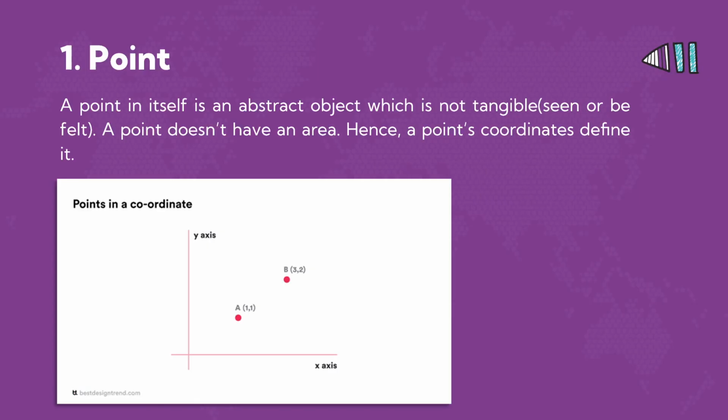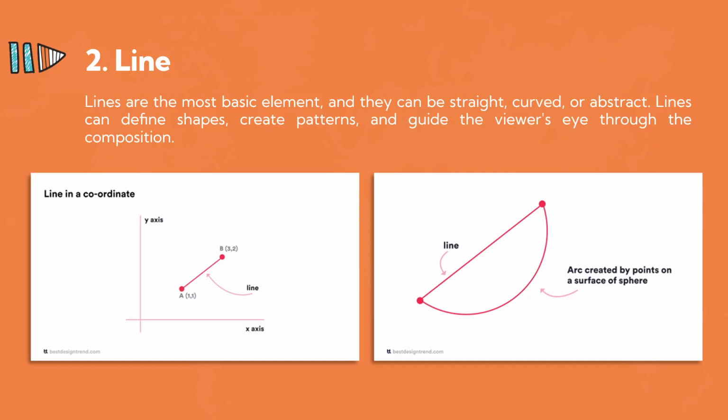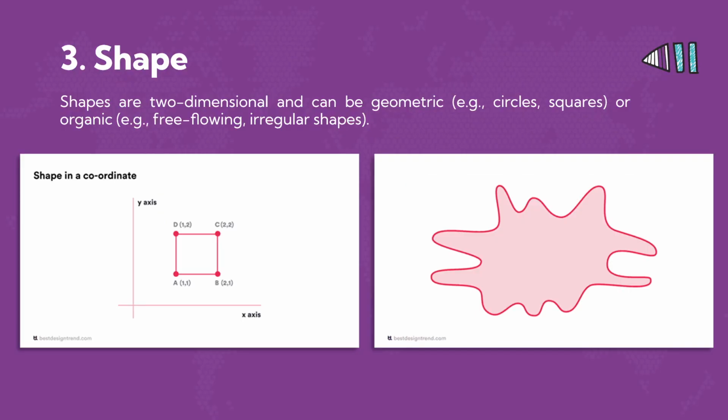So the first one is point. A point is just an abstract object which is not tangible, seen or felt, does not have an area, and the point coordinates define it. Yeah, you can see the infographic down there. And if you have 2 points and join them, you'll have a line, which is the most basic element, can be straight, curved, or abstract. It can define shapes, create patterns, and guide the viewer's eye through the composition.